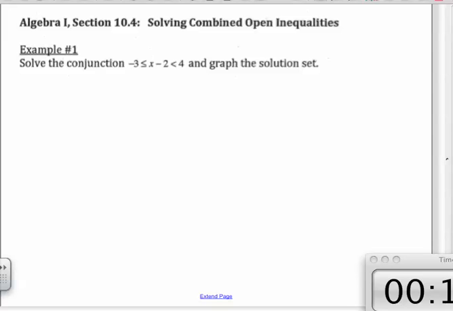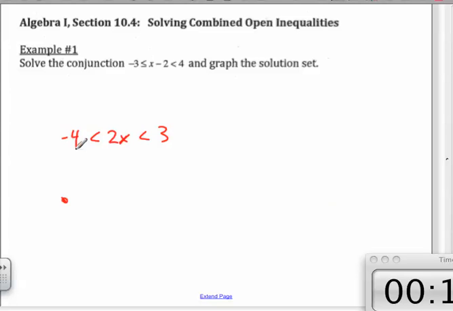Okay, guys, today we're looking at combined inequalities. In the past, we've been used to seeing things like 2x is less than 3. But now we're going to make it a little bit more complex. We're going to have combined inequalities. We might say that now negative 4 is less than 2x, which is less than 3.